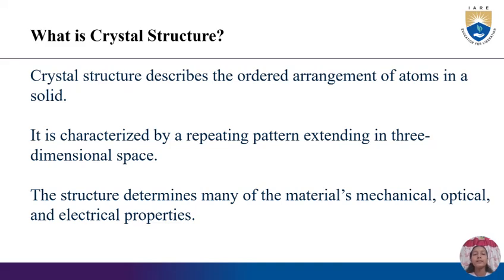So, what is crystal structure? Crystal structure describes the ordered arrangement of atoms in a solid. It is characterized by a repeating pattern extending in three-dimensional space. The structure determines many of the material's mechanical, optical, and electrical properties.